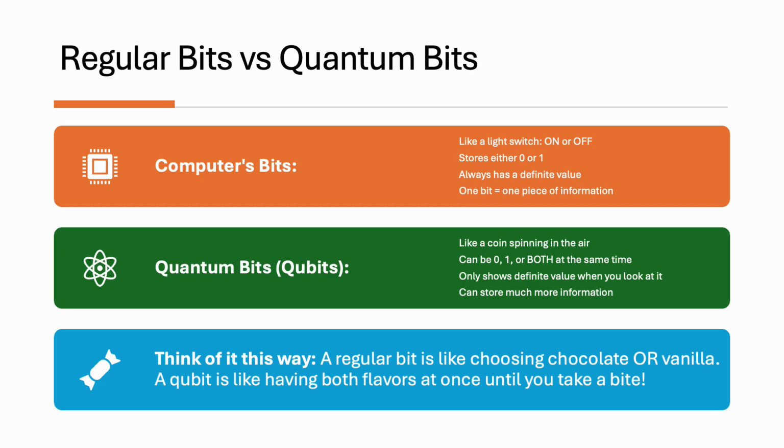Two regular bits can be in one of four states at a time: 0 0, 0 1, 1 0, or 1 1. But two qubits can be in all four states simultaneously. This is the source of quantum computing's incredible potential power, and it's why scientists are so excited about this technology.